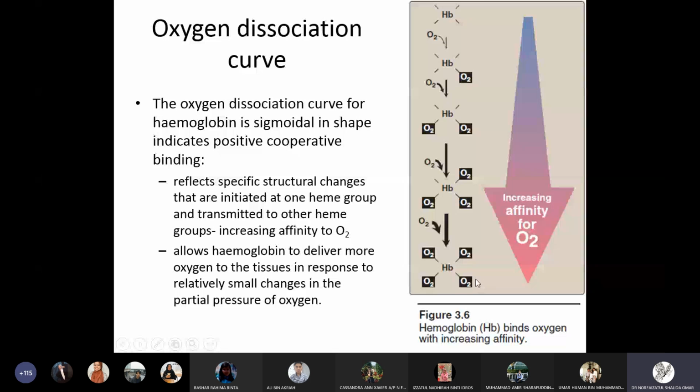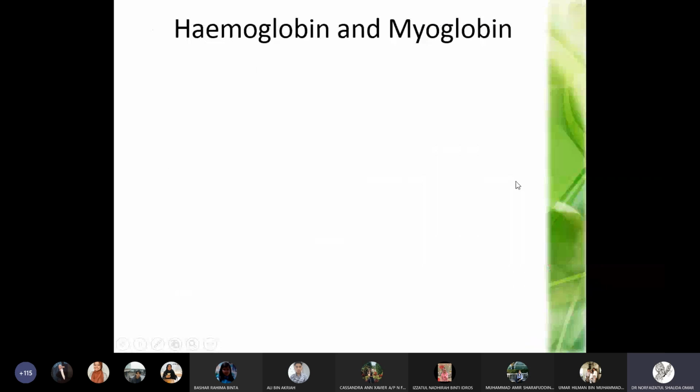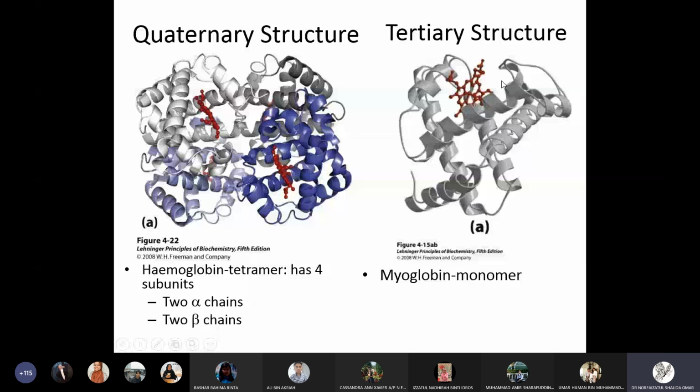Whereas myoglobin doesn't exhibit cooperative binding because myoglobin only has one heme. Based on structure, myoglobin only has one heme, so when oxygen binds to it, it won't exhibit any cooperative binding because there's no other heme there for it to influence, and it cannot influence other myoglobin either. Okay, so those are two things.